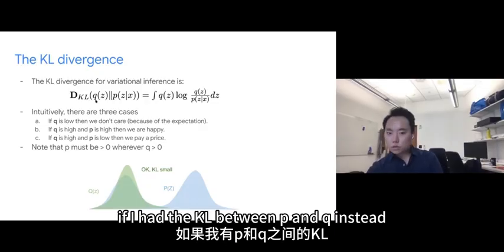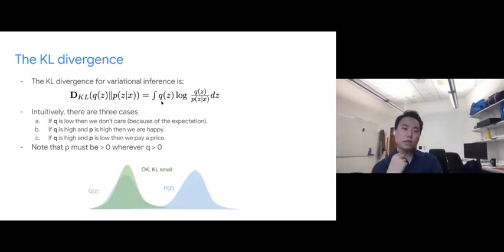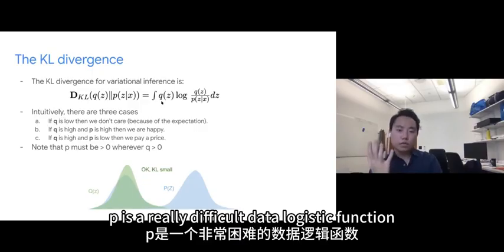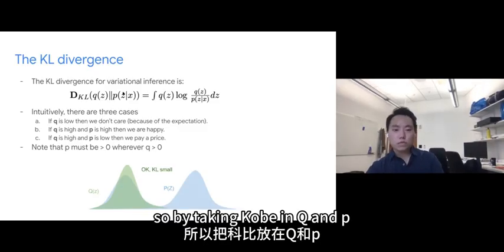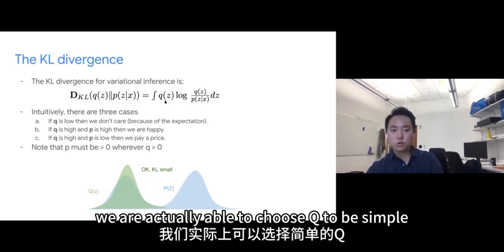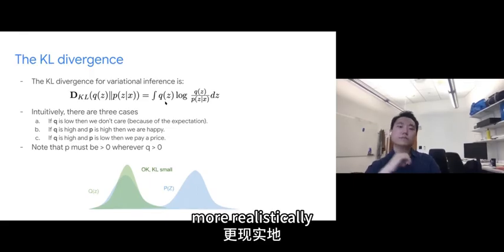If I had the KL between P and Q instead, then I'll be taking an expectation over P instead. And P is what we started off with. P is a really difficult data log likelihood function that we do not know how to compute. So by taking KL between Q and P, we are actually able to choose Q to be simple and therefore be able to compute the expectation over Q more realistically.